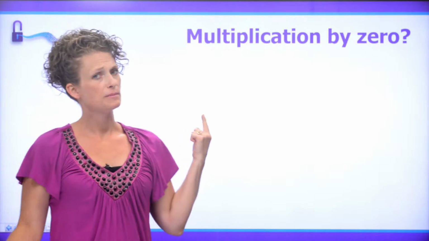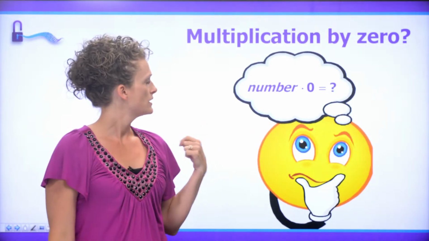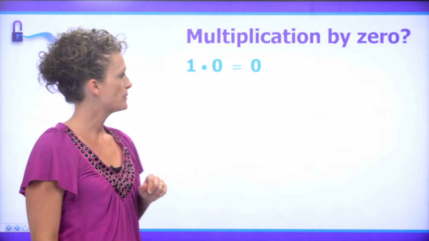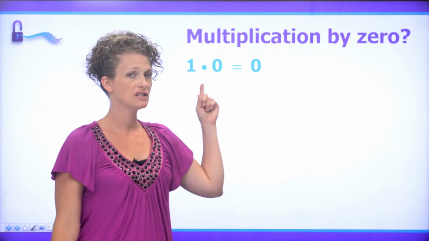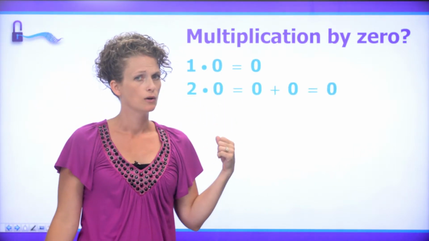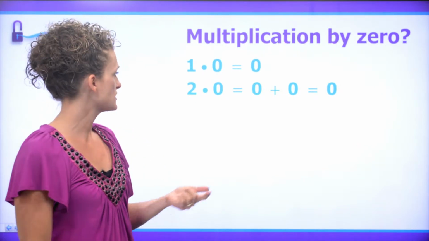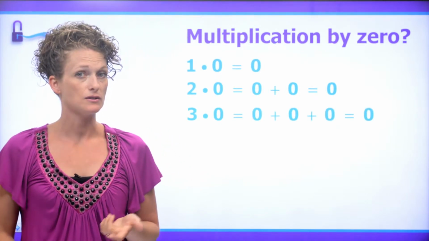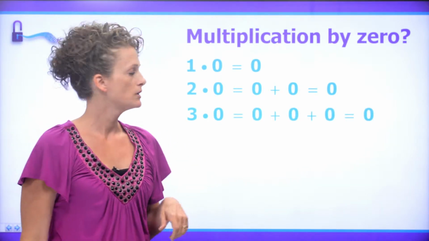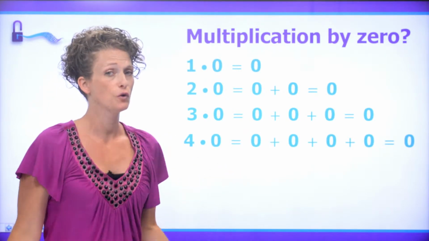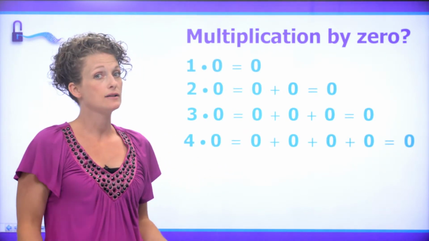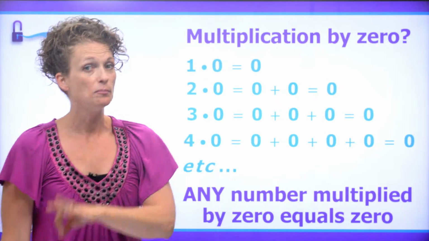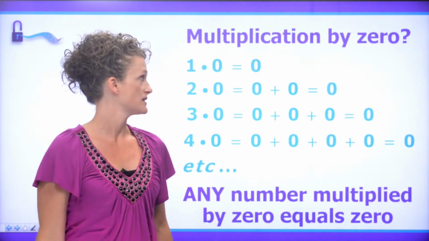What about multiplication by 0? A number times 0, what does that give us? Well, based on what we just talked about, repeated addition, if I have one group of 0, I still have 0. Well, 2 times 0 is 2 groups of 0, and we know 0 plus 0 is 0. Well, 3 times 0 is 3 groups of 0, which is still 0. And 4 times 0 is 4 groups of 0, which again is still 0. And I could keep going on. The point of this is that any number multiplied by 0 is always going to be 0.